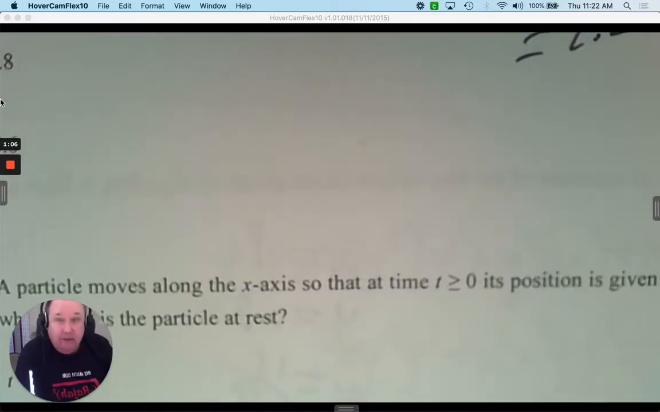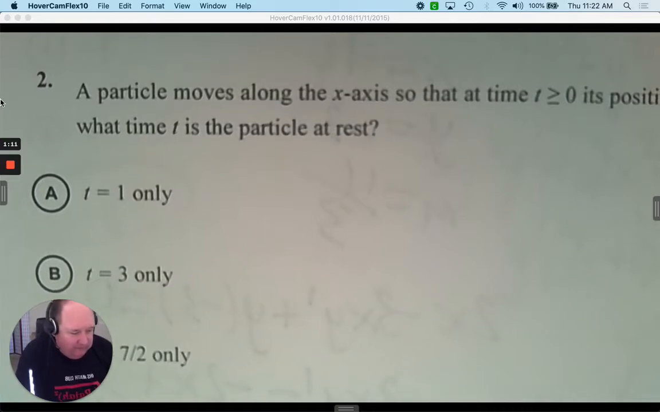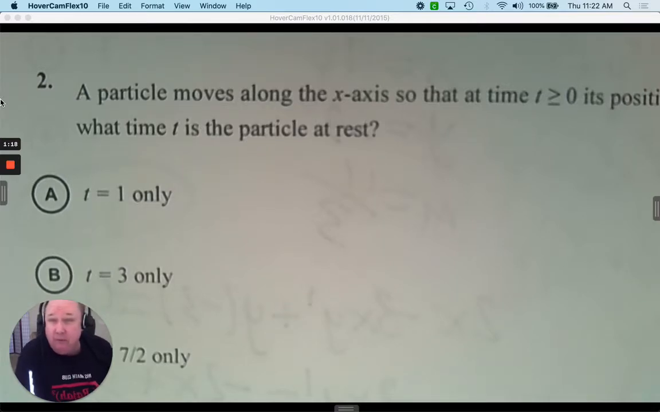Number 2. My goal is to keep this under an hour. Let's see how close I get. A particle moves along the x-axis so that t is greater than 0. Its position is given. At what time is the particle at rest?